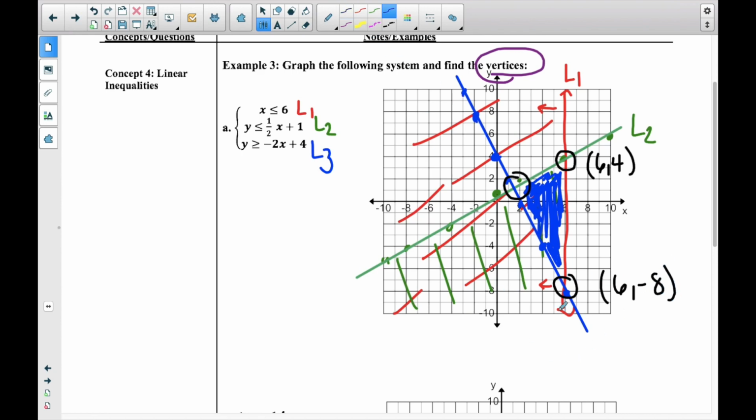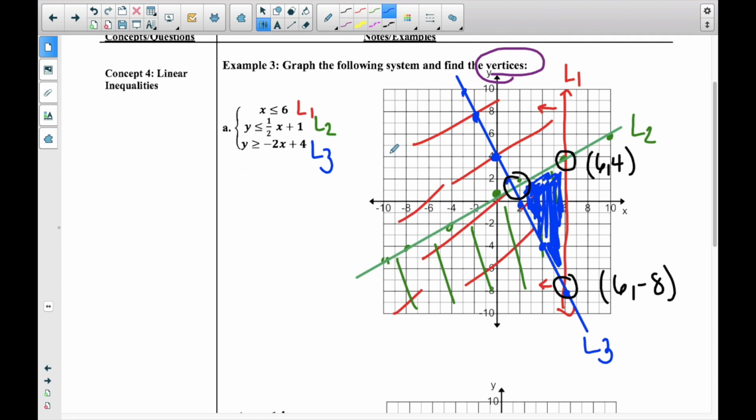And this line here is L3. And so this is the intersection of L3 and L1. So the 6 obviously does work for L1. Let's talk about L3. If I plug in a 6, I get -12 plus 8. That's -8. That does work. All right, those were easy.